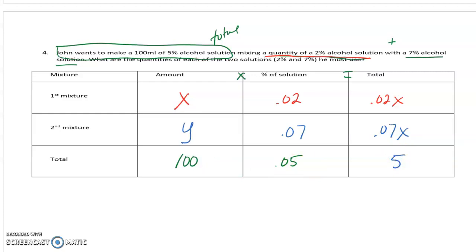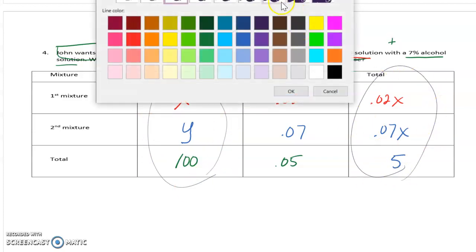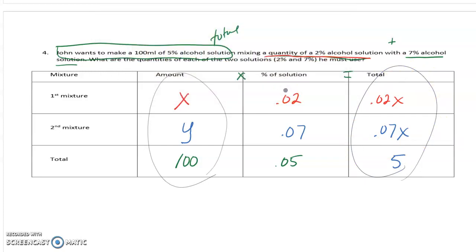My two equations are here. Here's one of them. Here is the other one. Okay, so if I take x plus y, I should get 100 milliliters. Now what we're doing is kind of applying the cost, or the percentage. So 0.02x plus, we're adding these two together to get 5. 0.07y, this is not cost, it's percentage, equals 5.